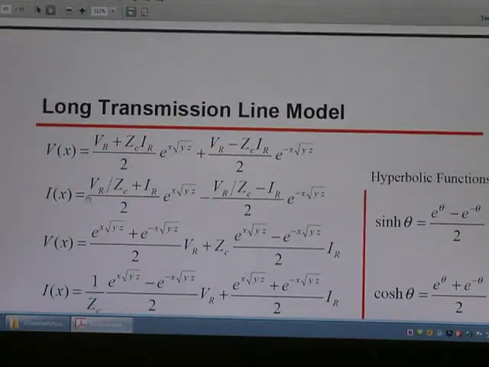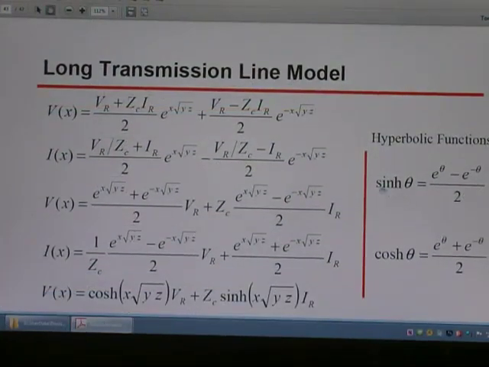So this is for the voltage and current, and those are hyperbolic functions.